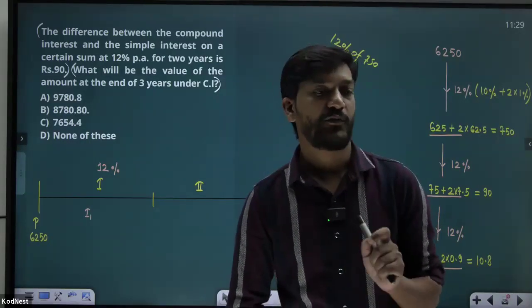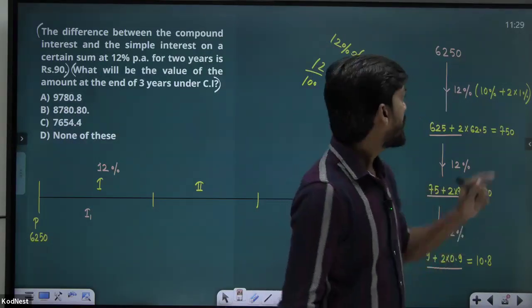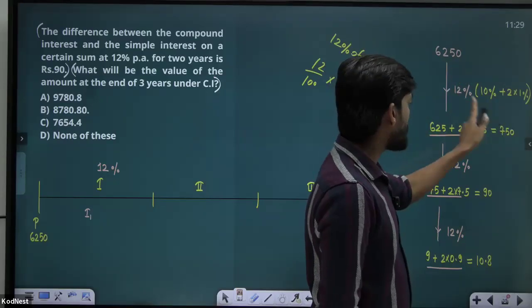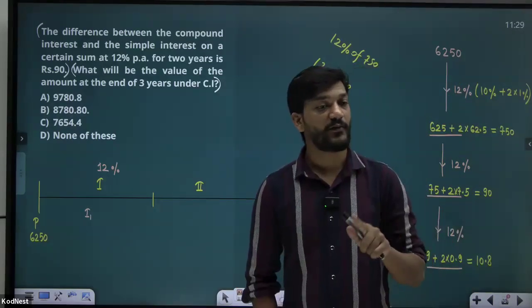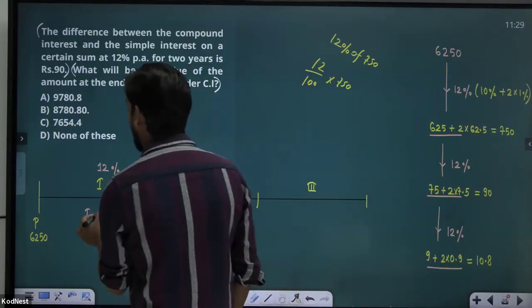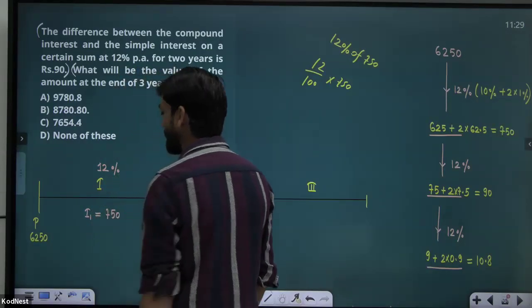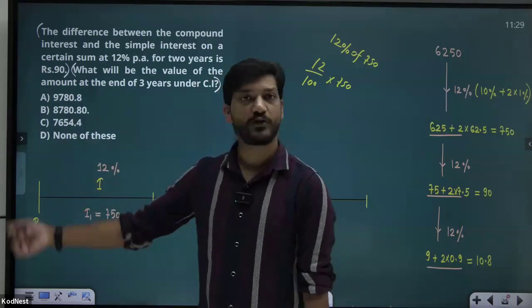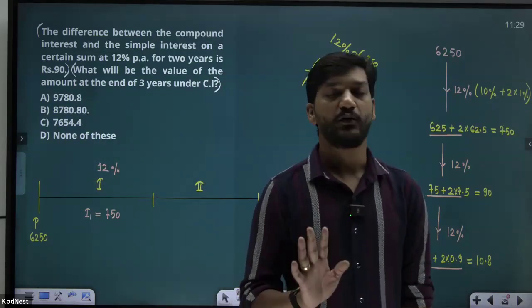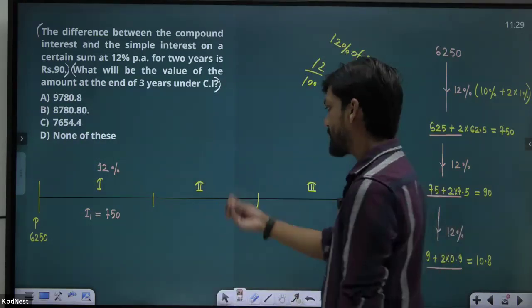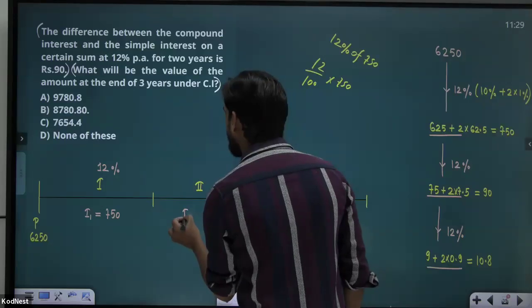12% of 6250, how much? 12% of 6250 is 750. So 750 we have to write. Okay. Do we have any previous interest also? No, we don't have. Okay. Let's come to this. Interest of second.